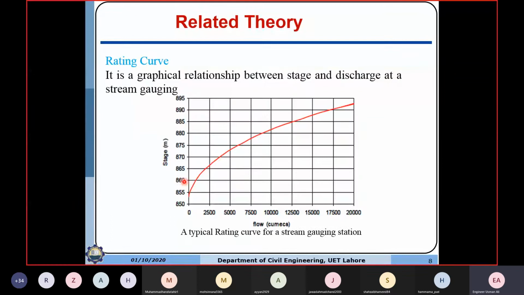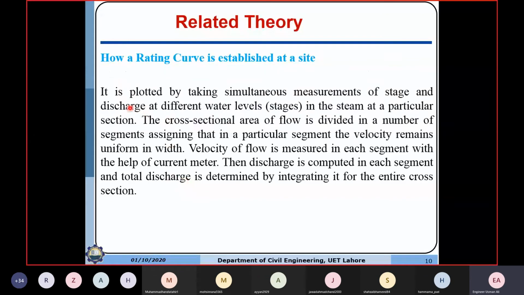And as far as discharge measurement is concerned, for this we use the current meter technique. What we do in this is divide the whole cross section of the river into a number of segments, considering each segment having the same velocity within that width. Within each segment we find the velocity by current meter, and then we multiply it with the area of the segment to find out the discharge, and then we sum it up for all the segments to calculate the total discharge through the cross section.